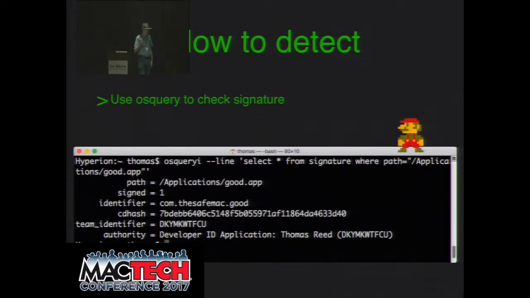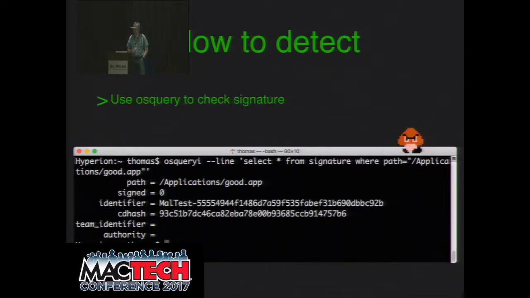So that's good information to have. OSQuery gives you some good info there. In the case of a maliciously modified copy of the app, you'll see right there, signed equals 0. No team identifier, no authority. It's very, very different. That's a suspicious app. That one's been modified. And so OSQuery can tell you that.